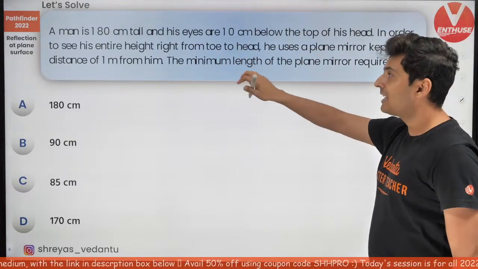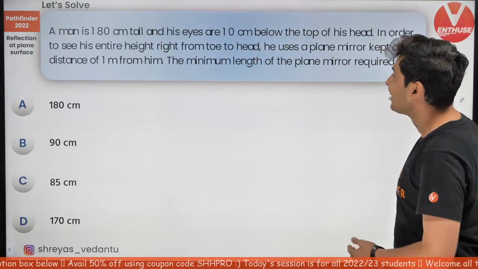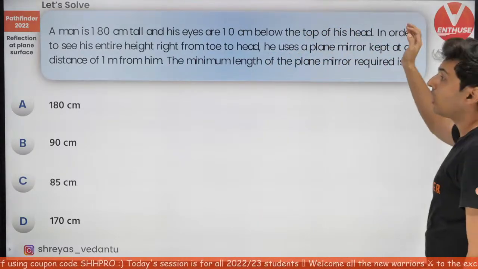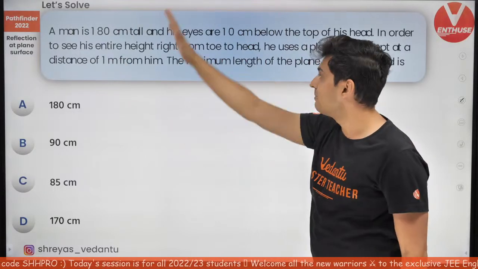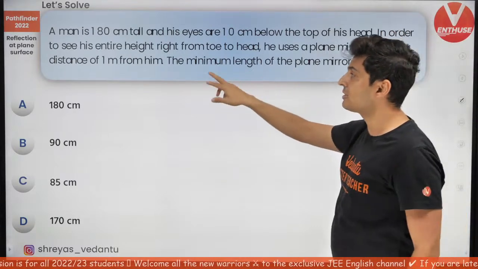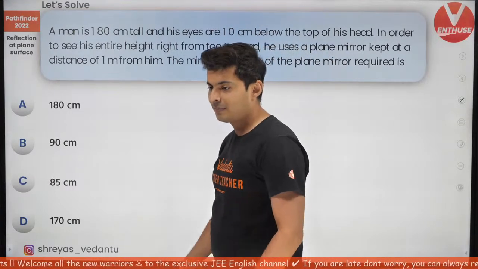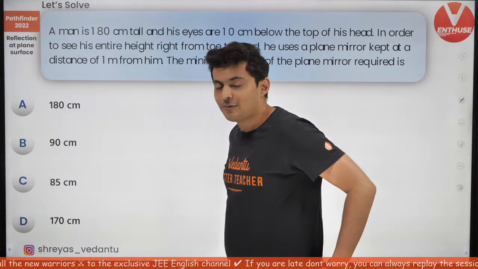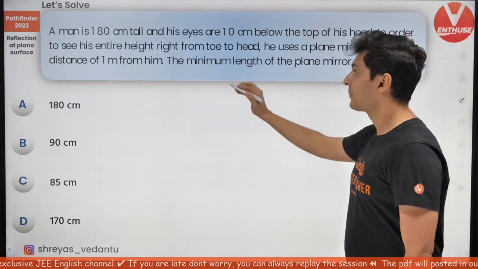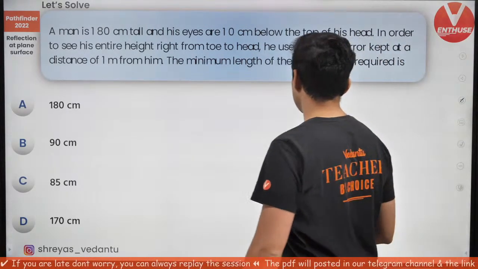There is a man, he is 180 centimeters tall. His eyes are 10 centimeters below his head. In order to see a complete image of himself, right from the head to the toe, he uses a plane mirror which is at a distance of 1 meter in front of him. Start drawing this. Yep, Gokul, the last 5 questions are always very good. They are really challenging even for a JEE Advanced student. The minimum length of the plane mirror required is. Let's start drawing this. Without that, we will not understand it.